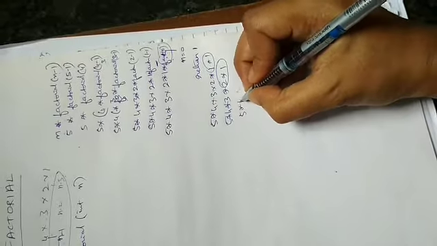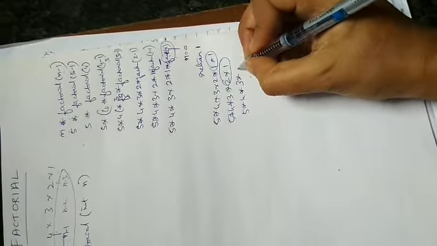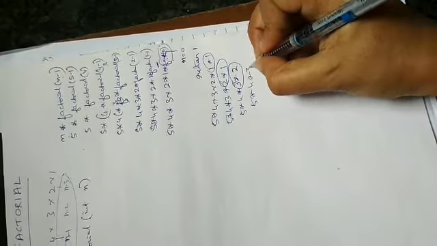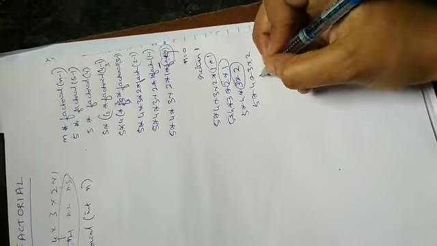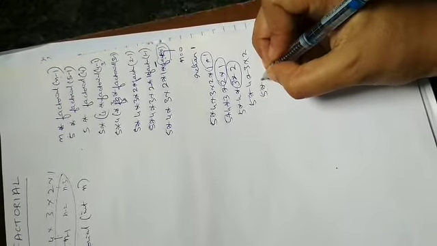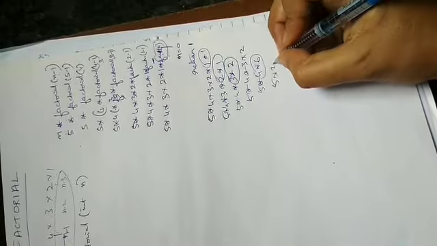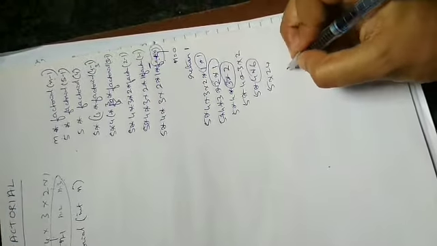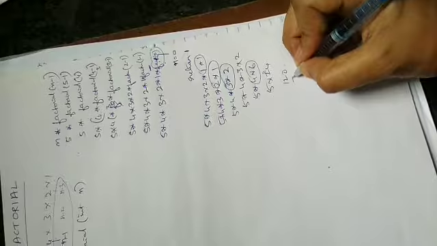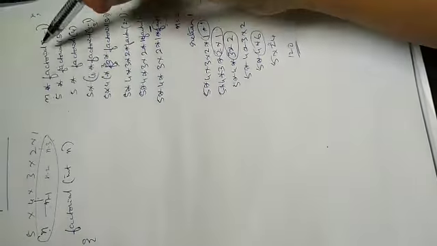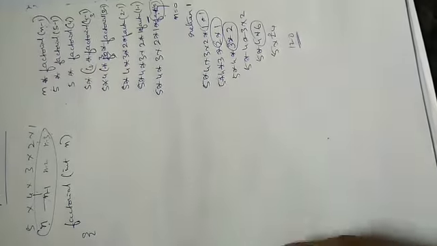5 into 4 into 3 into 2. Then again these two things, 5 into 4 into 3 into 2, I can do 3 into 2, so 6. Into 6. So 5 into 24, 120 we will get. So like this we can find the factorial of a number using the recursive technique.